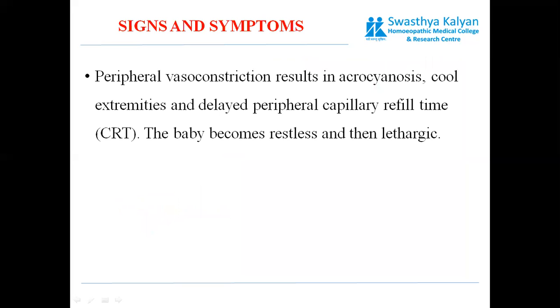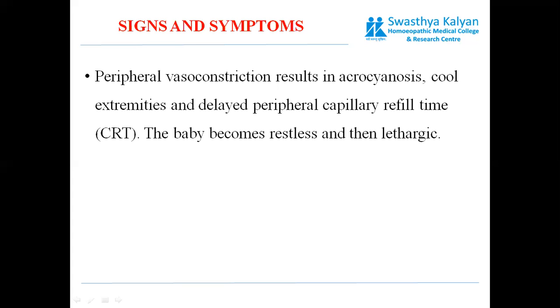Now, signs and symptoms. What happens? Peripheral vasoconstriction results in acrocyanosis, cool extremities, and delayed peripheral capillary refill time. The baby initially becomes restless and then lethargic. And the peripheral vasoconstriction leads to acrocyanosis.